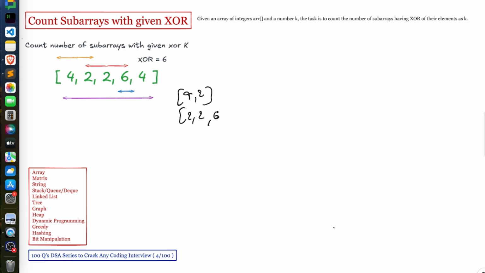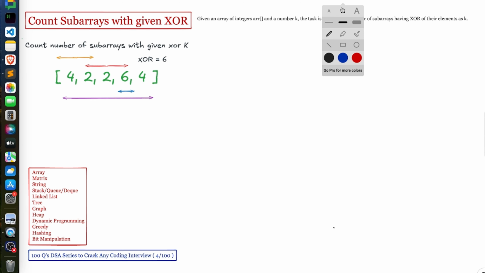So let's see how to start. We will start with the brute force first. The brute force approach could be to go through each possible subarray and take the XOR, and if that XOR is equal to k, just increment your answer, right? So the pseudo code of it would be, let's say I start with an answer, which I will start with 0, right?